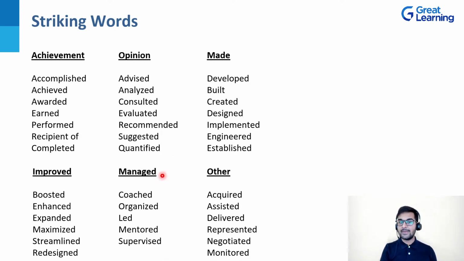If you have to write managed, you can use these words: coached, organized, led, mentored. So at one place you can write led a team of 4 members. At one place you can write mentored a team of 20 members. Wherever it is necessary, you can use these words, and these are very striking. These are like action verbs. So that's how you can use these words in your resume. Perfect.